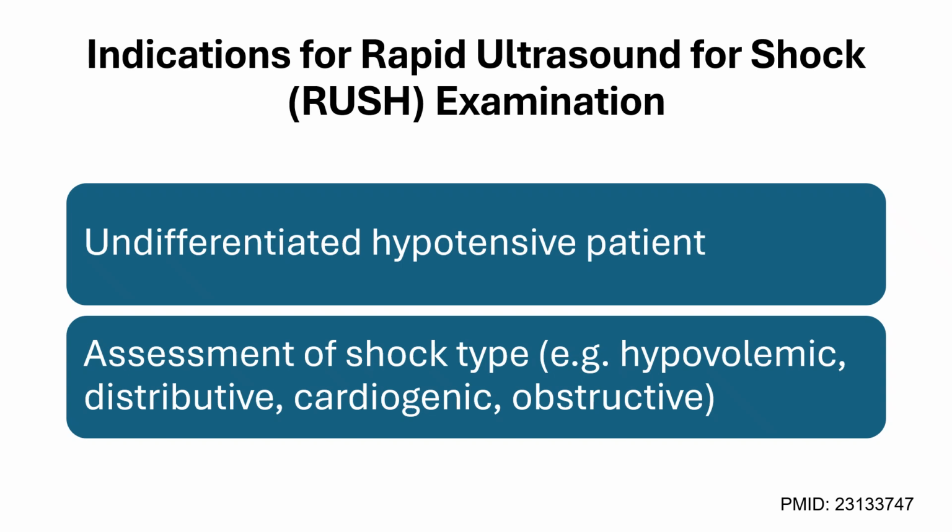So first, we're going to talk about the Rapid Ultrasound for Shock Examination, or RUSH. Perform this exam in an undifferentiated patient who is hypotensive. It can help you understand the type of shock the patient has, which could be hypovolemic, distributive, cardiogenic, or obstructive. It is important to mention that it was first developed primarily for non-trauma related hypotension and shock.